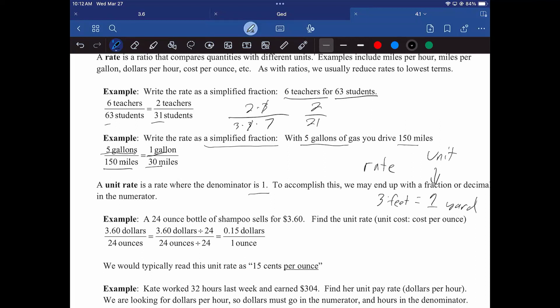And so on this, we have here a cost to ounces rate. So a bottle of shampoo sells for $3.60.